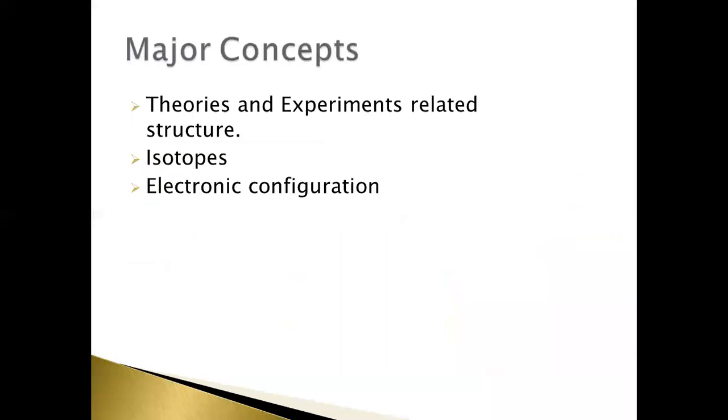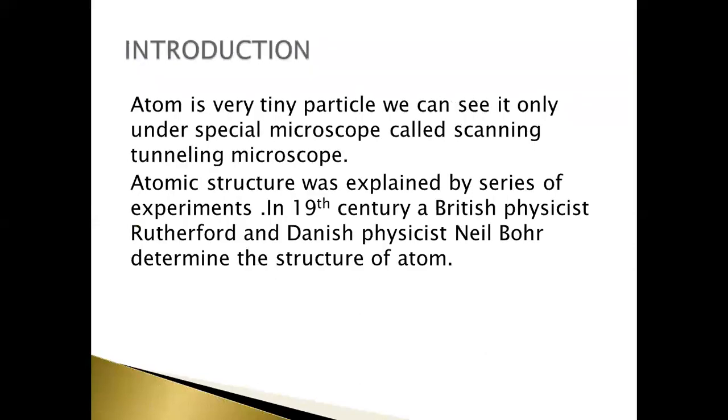Dear students, today we are going to start chapter number 2. What are the major concepts of chapter number 2? Means the topics which we will study in this chapter are theories and experiments related to atomic structure, the structure of atom. Which scientists gave theories and did experiments to explain the structure of atom. Then isotopes and electronic configuration we will study in this chapter.